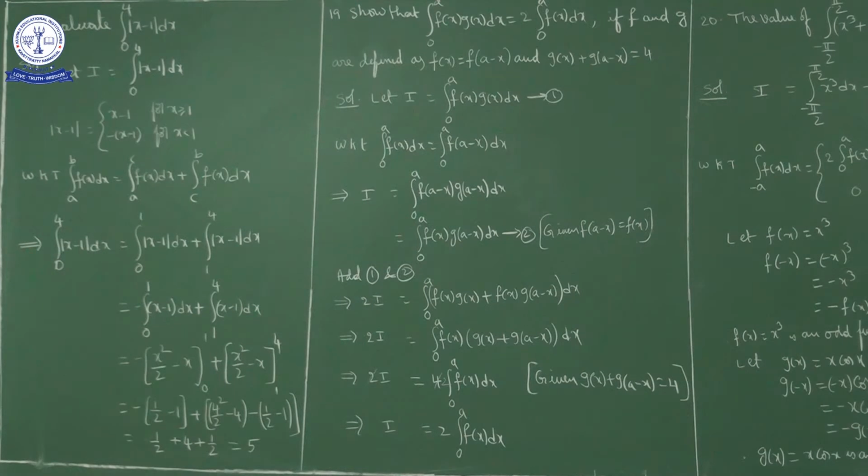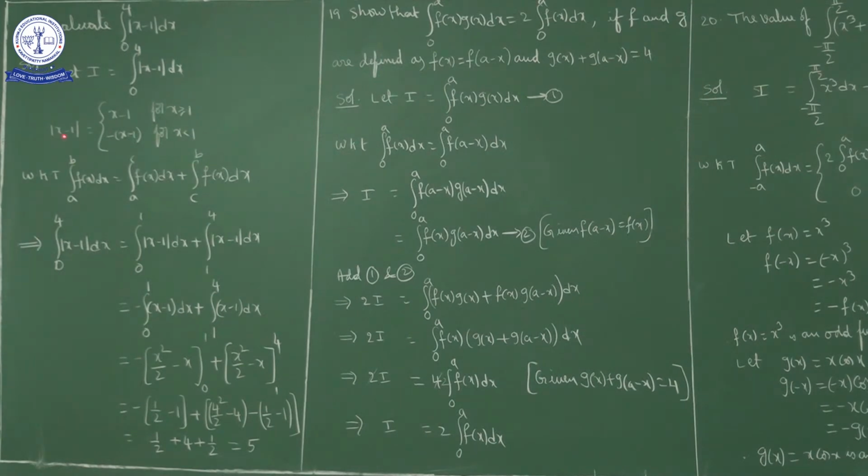Hello students, we are discussing exercise 7.11 integration. Now next question, evaluate the integral from 0 to 4 of modulus of x minus 1 dx. Here the given function is a mod function, mod x minus 1.